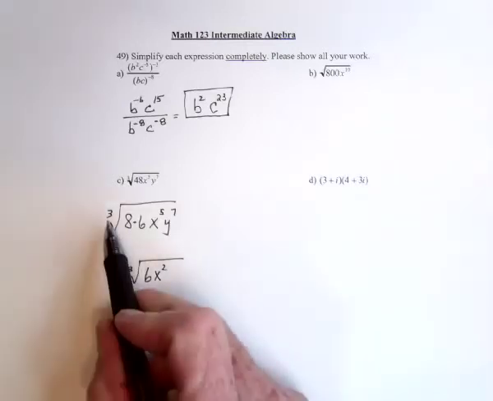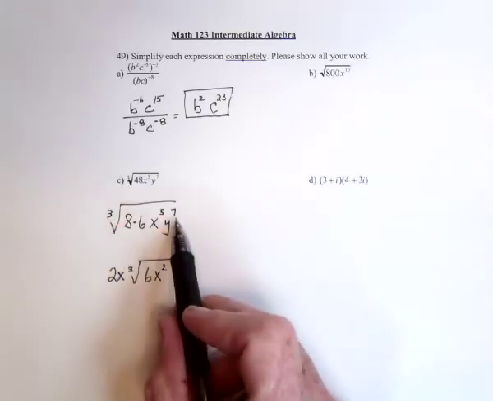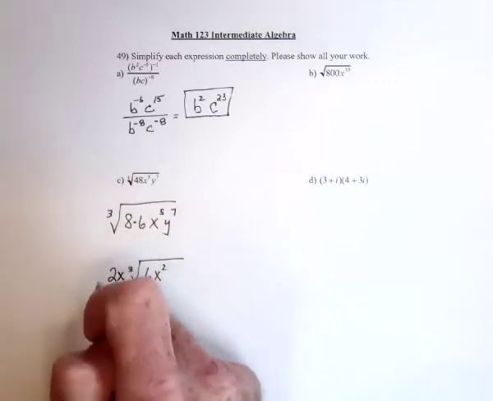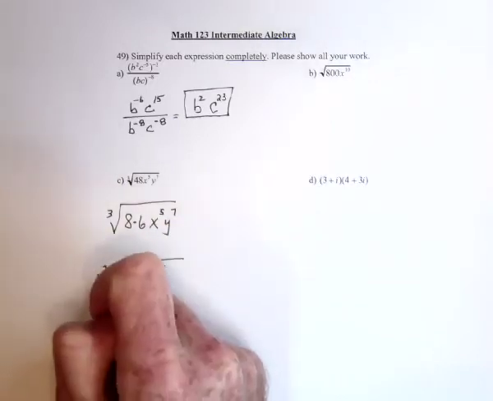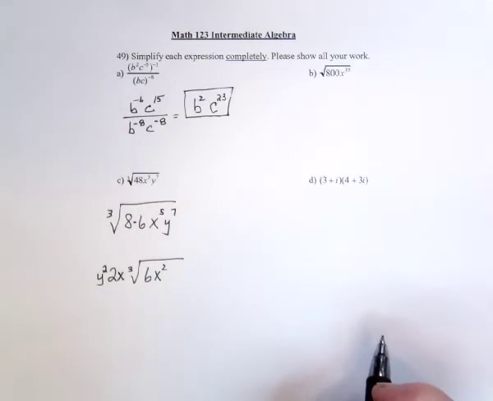Now do that with the y. So 3 will divide into 7 2 times. Oh, I didn't leave enough room for y. I'll have to go right here. So 3 will divide into 7 2 times, so 2 of the y's can go outside. Then that means there's a remainder of 1. So 1y has to remain inside.